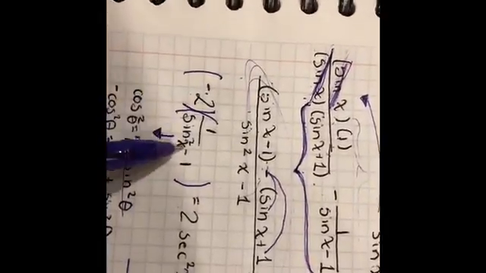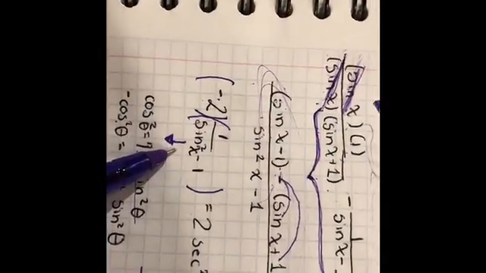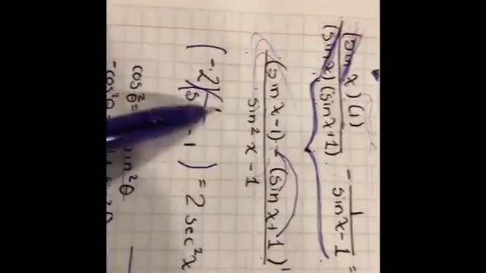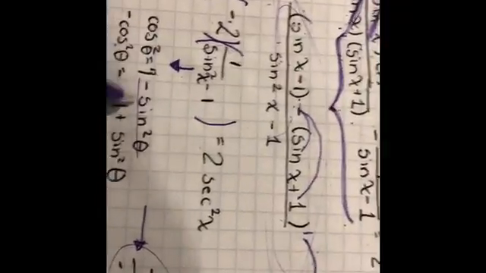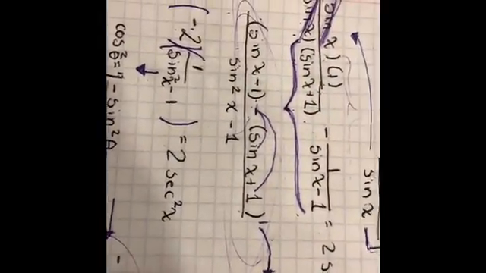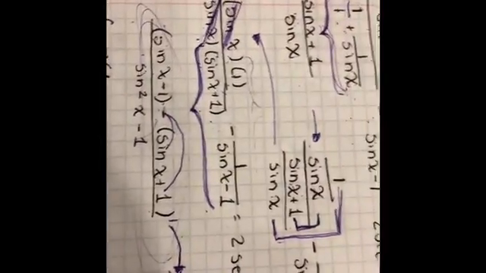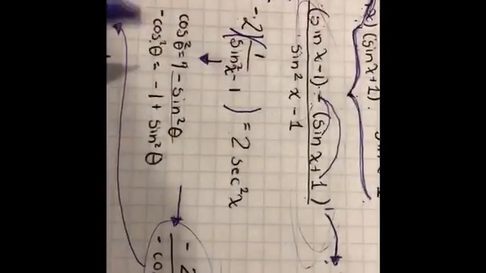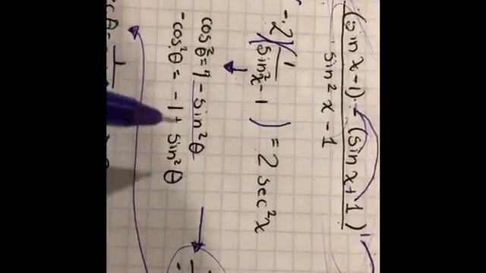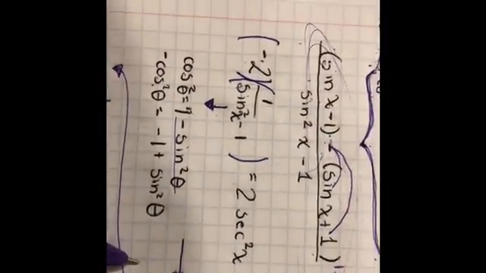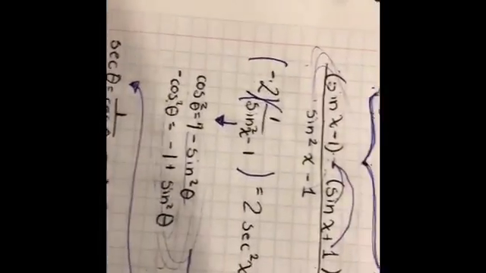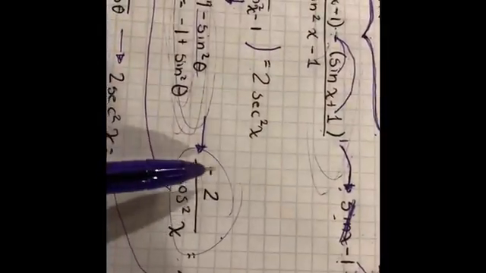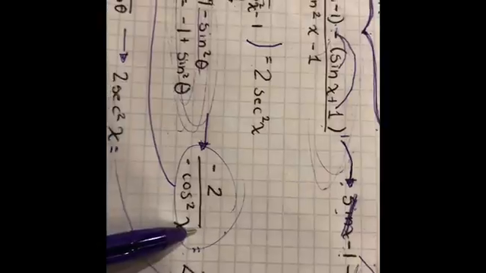So here there is a trigonometric identity that we need to apply in order to solve this. The identity says that cosine squared equals 1 minus sine squared. But we do not have this, we have sine squared minus 1. So it would be minus cosine squared equals minus 1 plus sine squared. After we apply this trigonometric identity, we will have minus 2 divided by minus cosine squared.